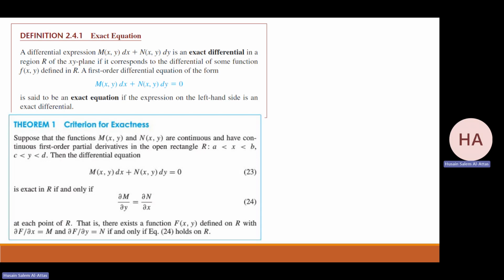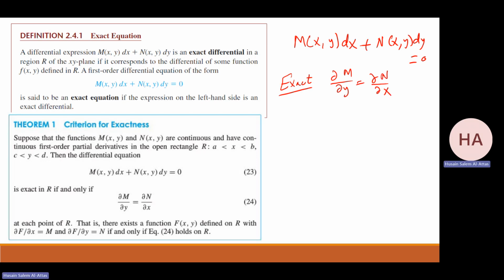So for the exact, if you have M(x,y) dx plus N(x,y) dy equals 0, if you have a differential equation like this, to be exact, we call it exact, means what? Means partial M with partial y equals partial N with partial x. This is the criteria to start with. If I have partial M with partial y equal partial N with partial x, we call it exact. Okay, how to solve it?